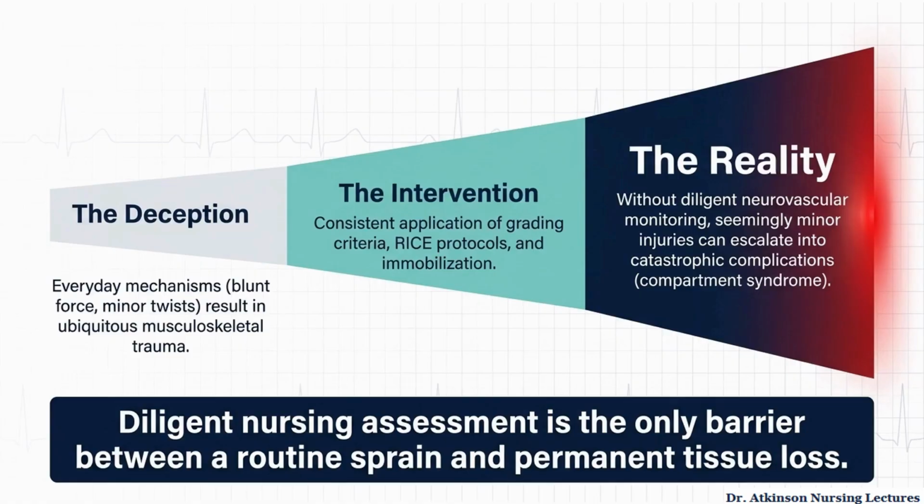Soft tissue injuries may appear routine, but accurate grading and early intervention determine whether recovery is uncomplicated or permanently disabling. Nursing care centers on correct use of RICE therapy, appropriate immobilization, and continuous neurovascular assessment. Acute compartment syndrome is the critical complication to recognize early because delayed treatment can result in irreversible tissue loss. Consistent assessment, timely escalation, and vigilant monitoring are essential to protect function and prevent disability.